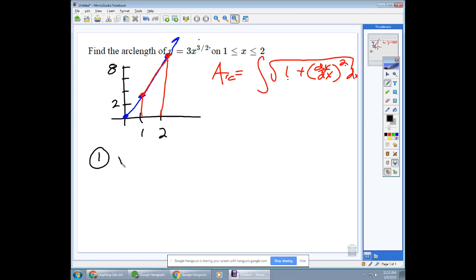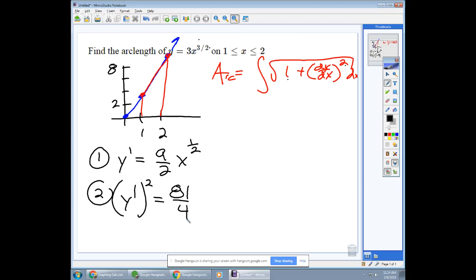So step 1 here, what is y prime? Y prime is going to be 9 halves x to the minus 1 half. All right, so that's the derivative. Then we need to square that. What's that going to give me? That's going to give me 81/4 x. Add 1 to that.